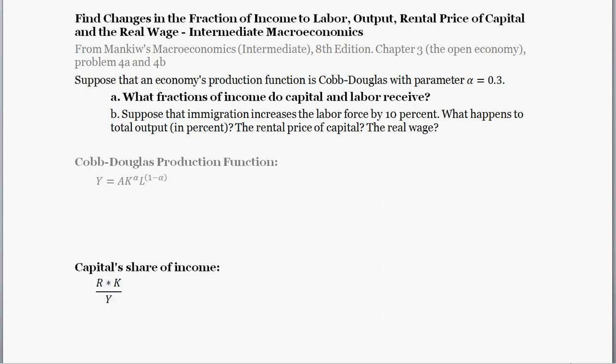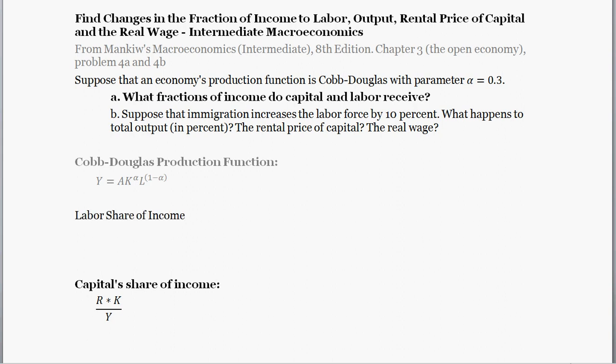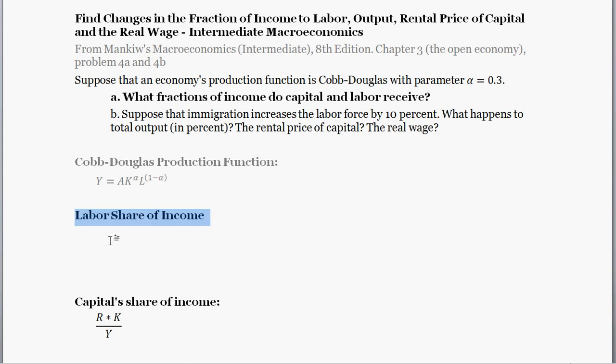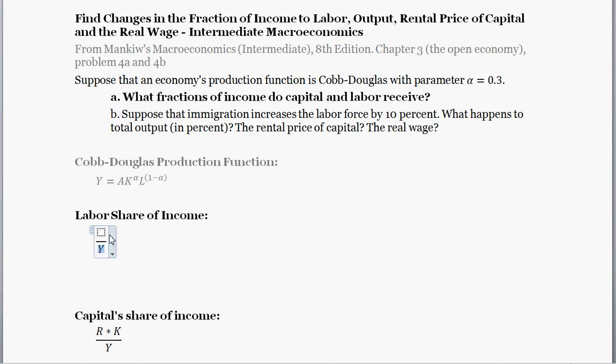Actually, let me get to capital share of income in a second. I'm going to do labor share of income, because it's a little bit more intuitive. So once again, there's some total amount of income, Y, that's equal to real income or production in this production function. And there's a certain quantity of labor, that's how many workers there are, L. And each worker gets paid a real wage equal to W. So each worker is getting paid W, and there's this many.